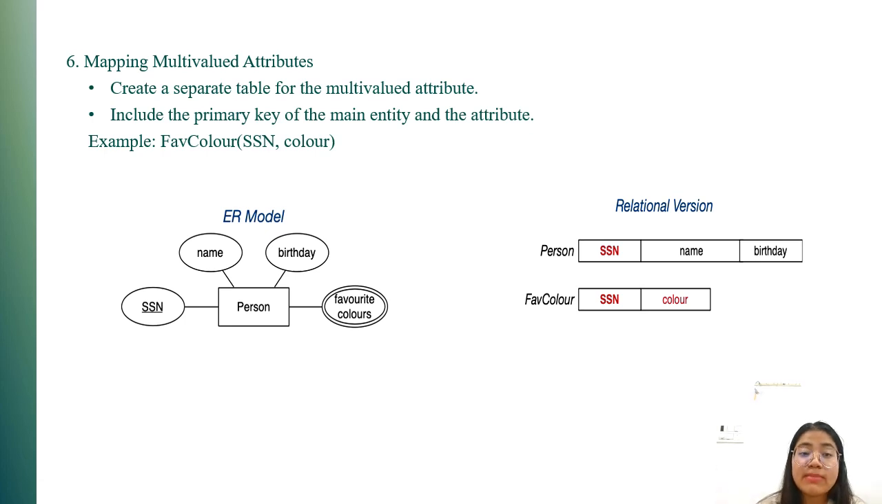Next, we are going to map multi-valued attributes. A multi-valued attribute means a type of attribute which can have multiple values. For example, we have phone number. One person can have many phone numbers.